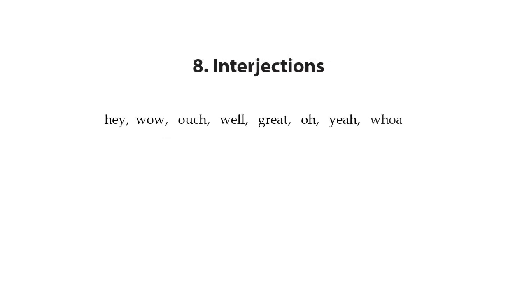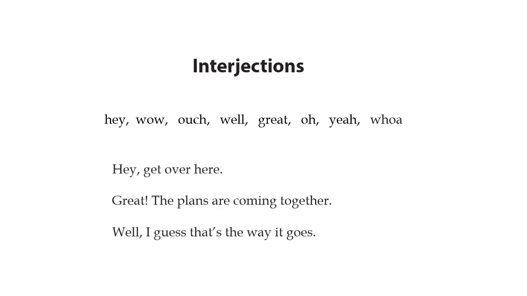Interjections. There's not much to say about this. These are words like, hey, wow, ouch, great. These are just words that are interjected into sentences. And here are some examples of how they work. Hey, get over here. Great, the plans are coming together. Grammatically, there's not a lot to discuss about these.